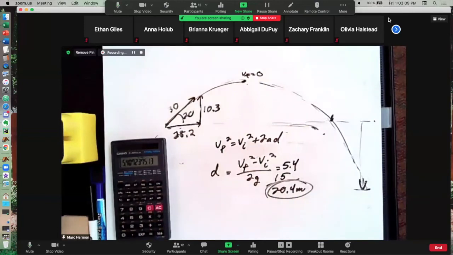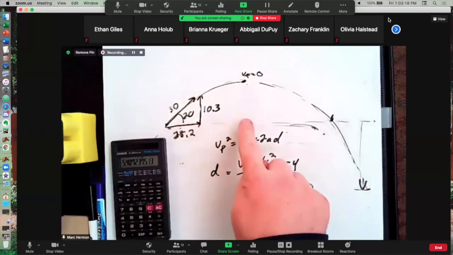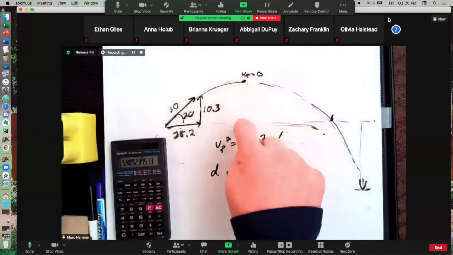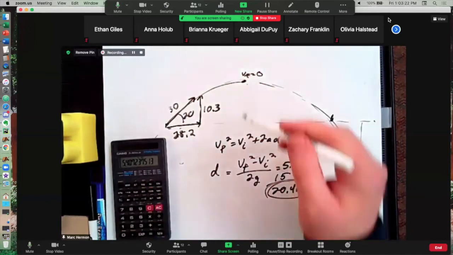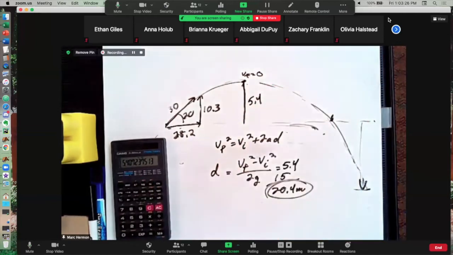Where did the 15 come from? The 15 is the cannon's already 15 meters up from the ground. Oh, gotcha. So I just figured out, initial velocity going up and final velocity is 0. So how high is it right here? And that was like 5.4 meters up. Okay, but it comes all the way down here, hits the ground here, that's 15 more meters.